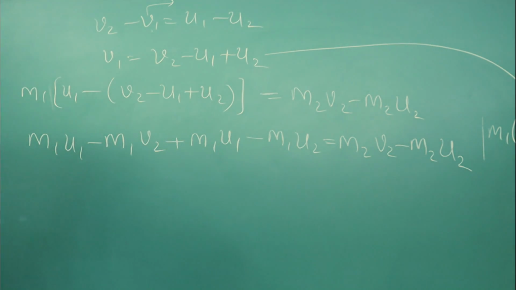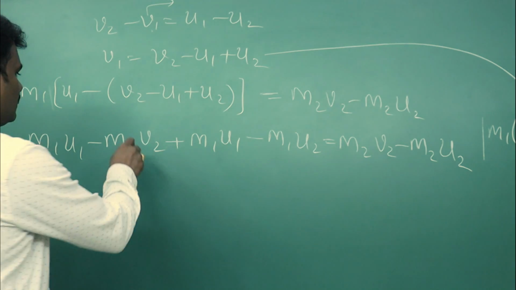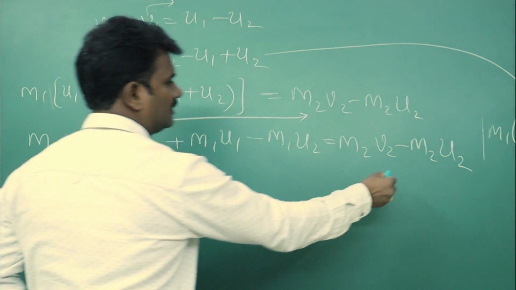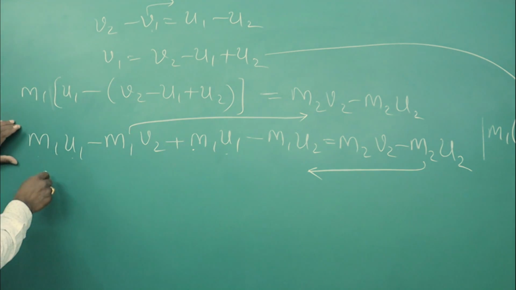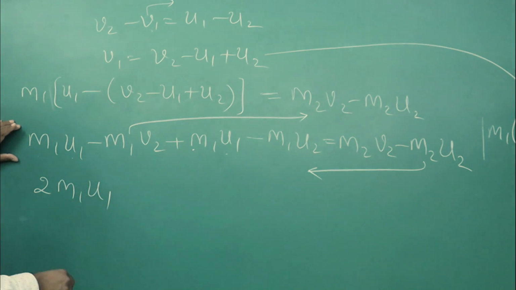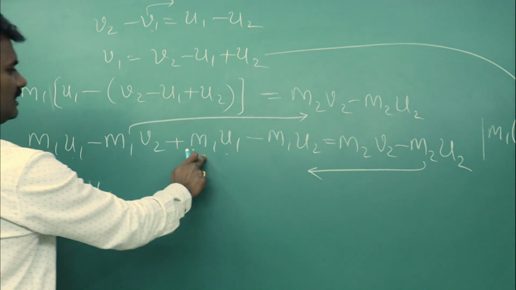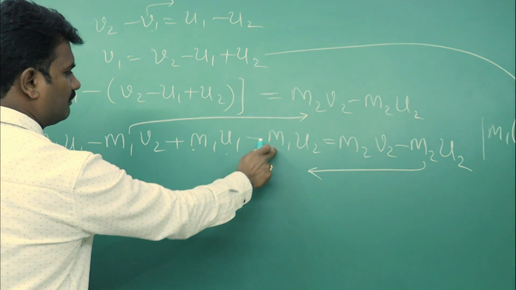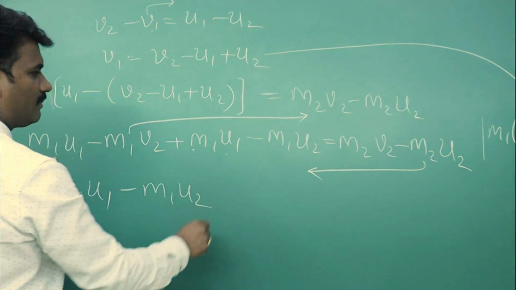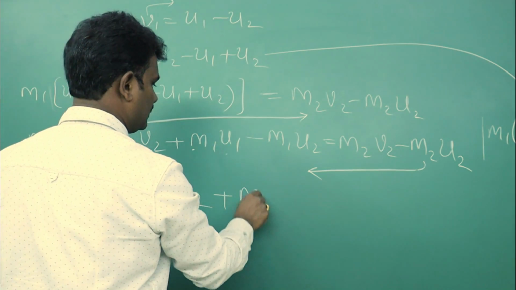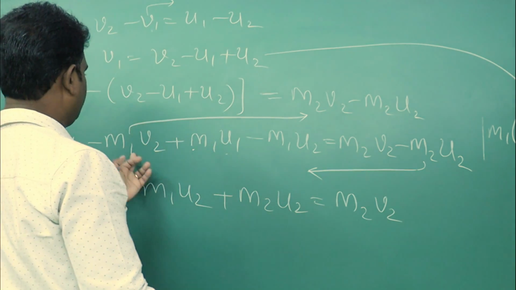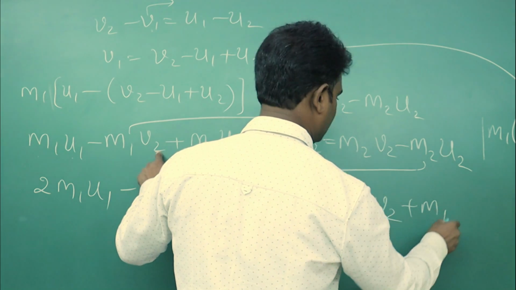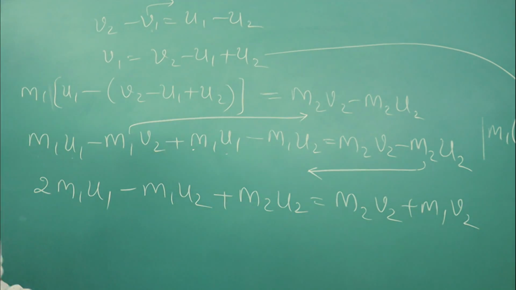Now as our job is to find the v2 value, I am going to keep v2 on one side and the other terms on the other side. So I am going to send this towards right, this towards left. Now it will be m1 u1 and m1 u1, it becomes 2 m1 u1. This is over, this is over, we are left with minus m1 u2 and m2 u2, and it becomes plus m2 u2 is equal to m2 v2 plus m1 v2. Observe this carefully and try it yourself.